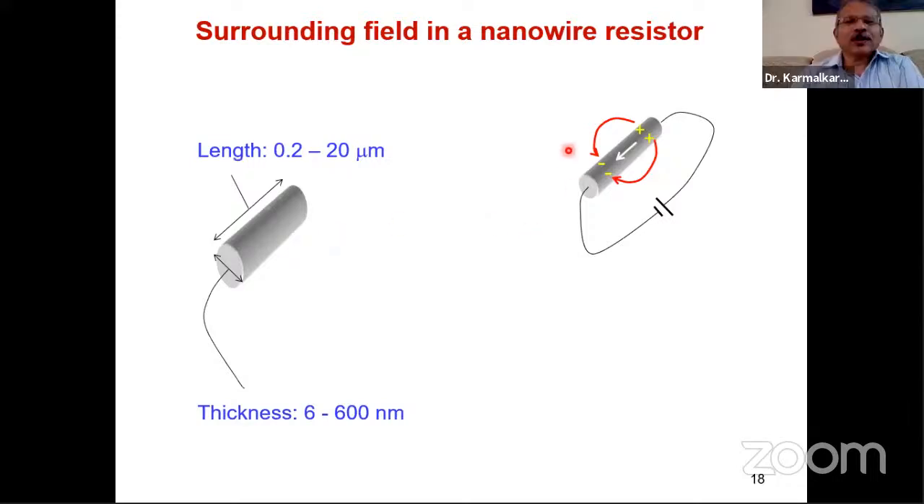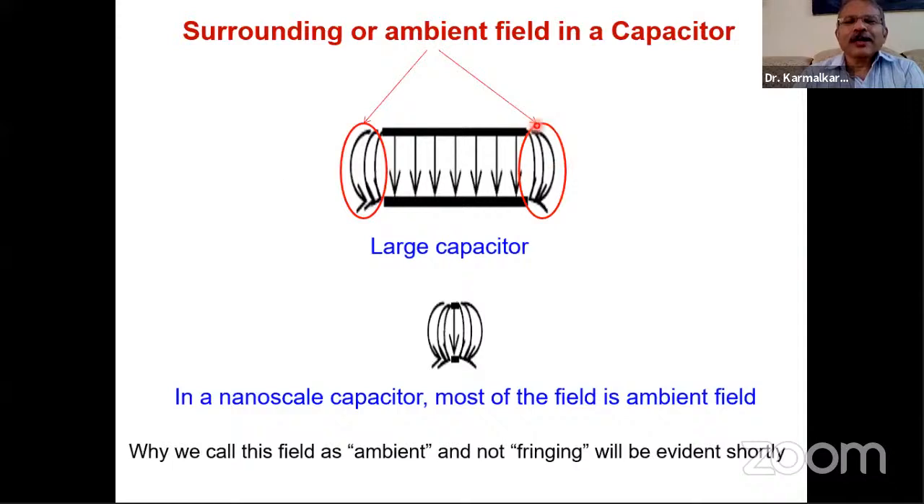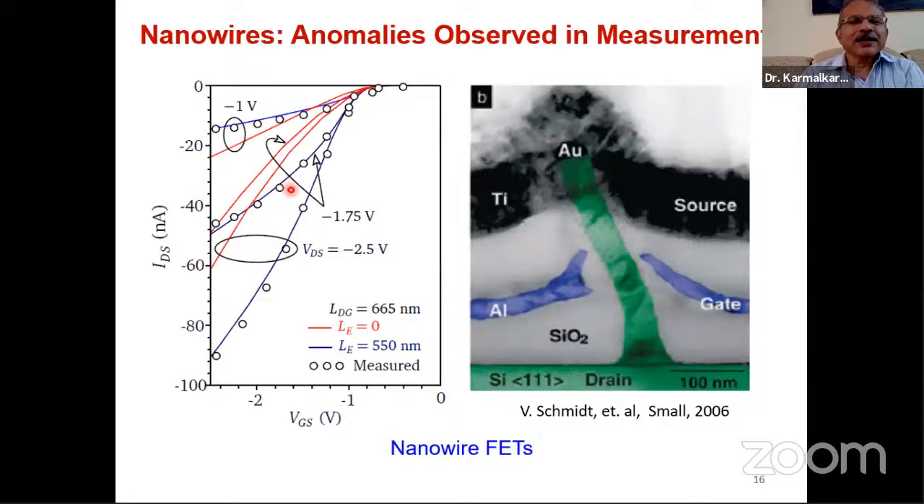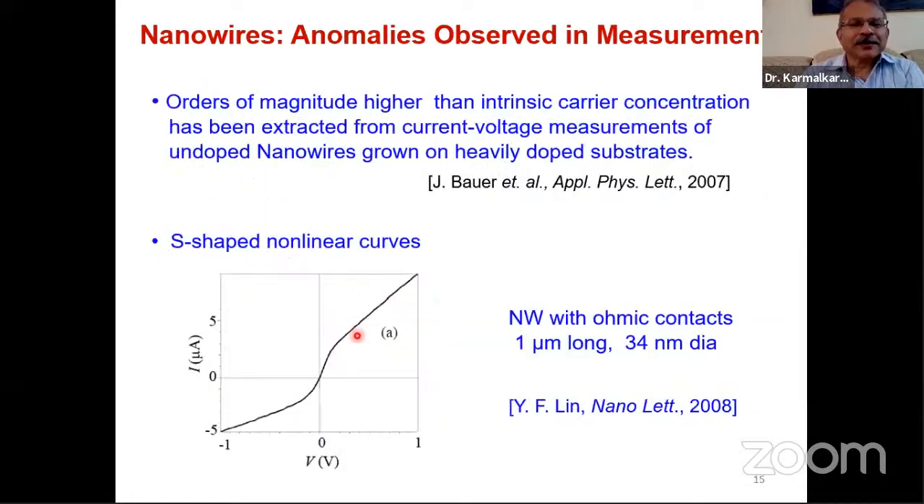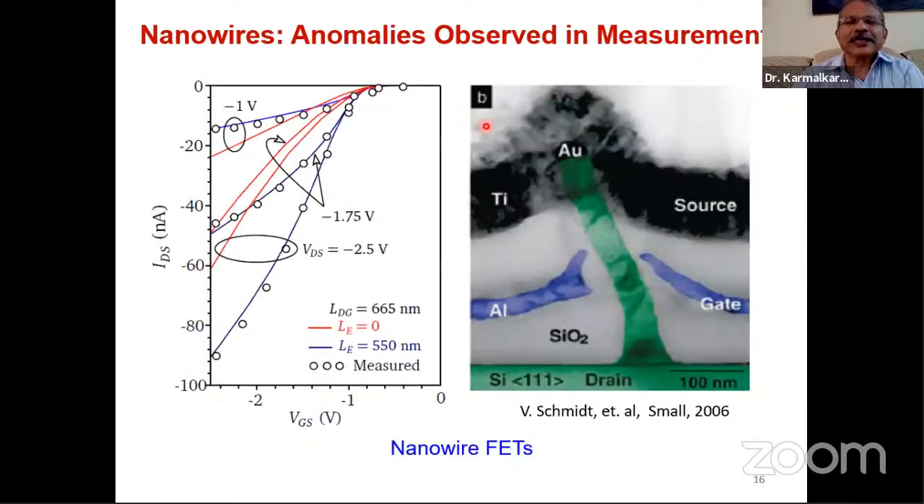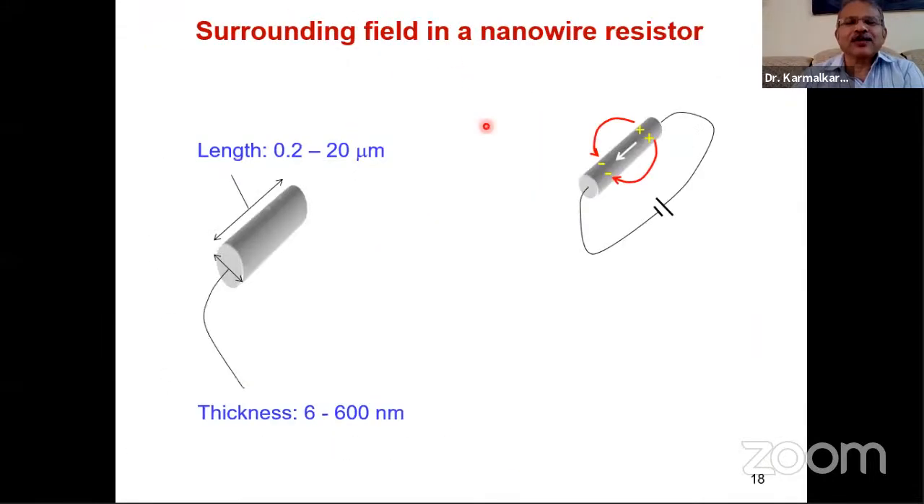Okay, so now let's understand. Now I will try to explain how the presence of this field can explain some of these observations: the curves changing from blue to red, why the shape should be like this, or why you are getting a concentration of carriers in the wire much higher than intrinsic, even when you are not doping the wire. Now let us look at that using the surrounding field.